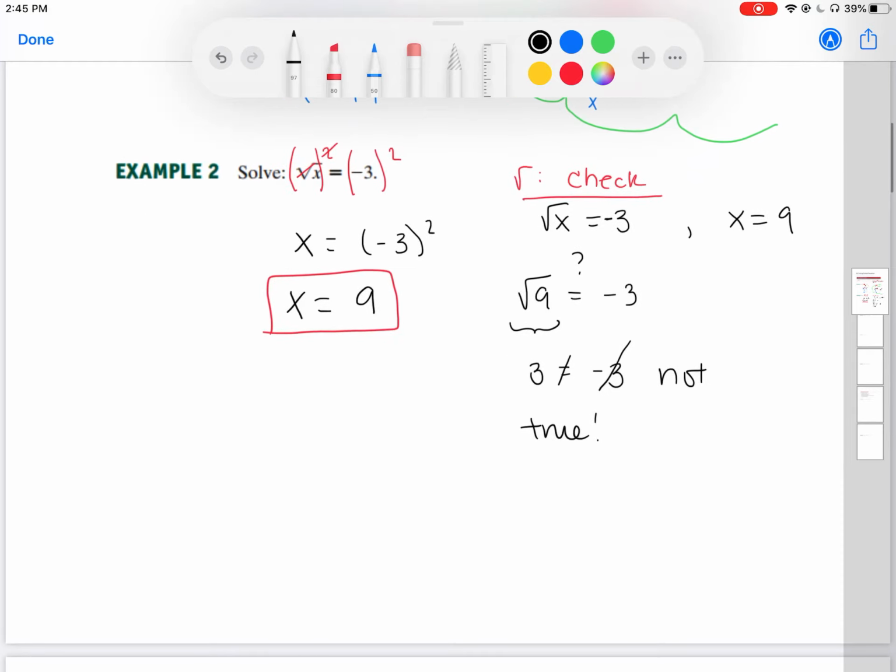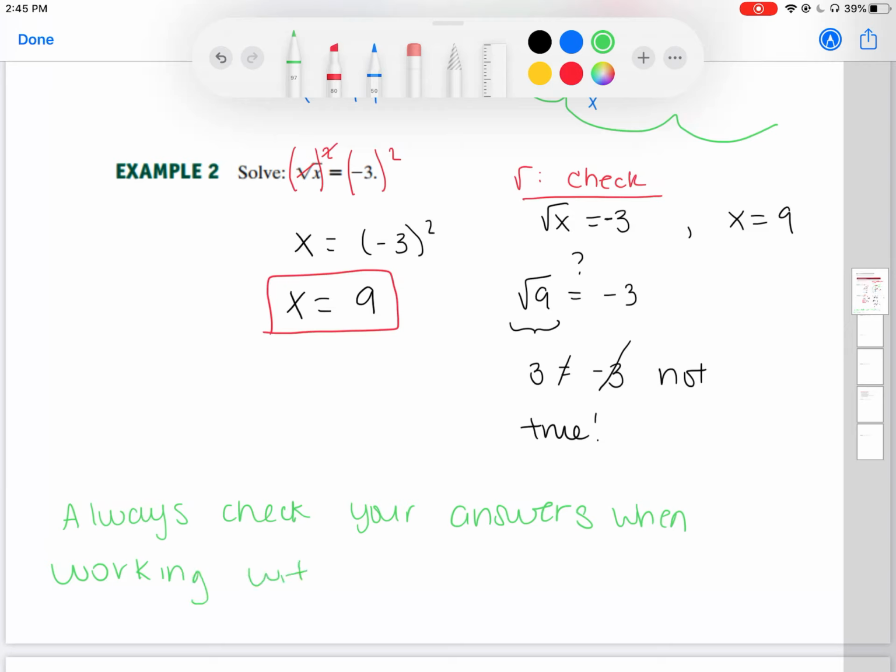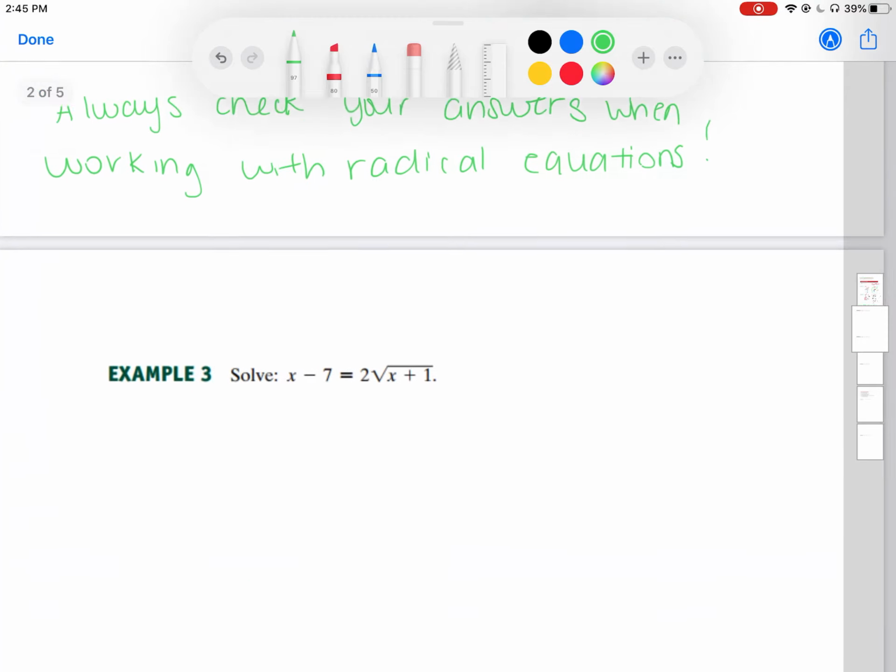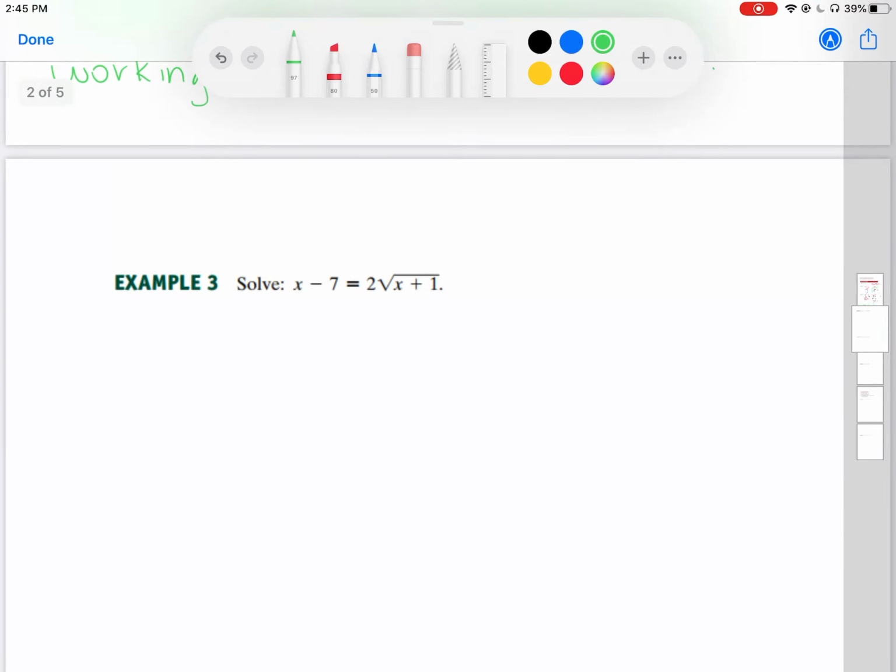So what is the moral of the story? Always check your answers. Always check your answers when you're working with radical equations. That's your moral of the story. Let's do a more complex problem.